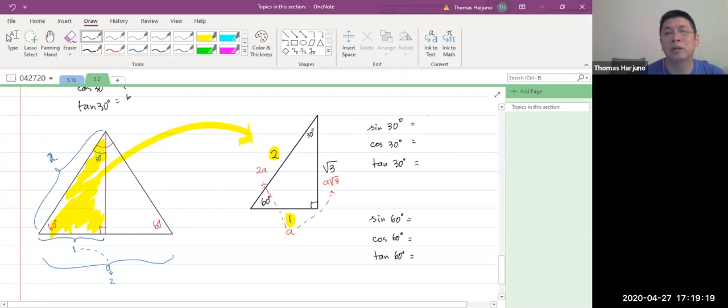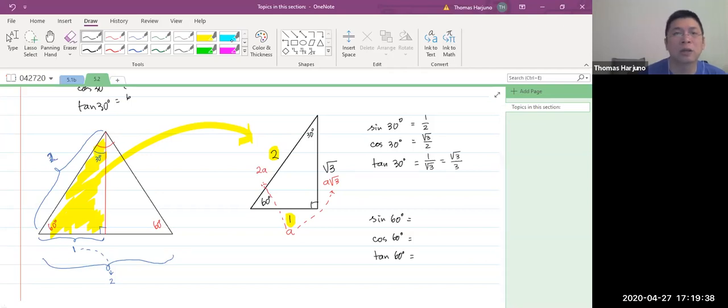Okay, sine 30 degrees is 1/2. Cosine 30 degrees is radical 3 over 2. While tangent 30 degrees is 1 over radical 3, which becomes radical 3 over 3. So for 30 degrees in this triangle, the opposite is 1, the hypotenuse is 2, the adjacent is radical 3.